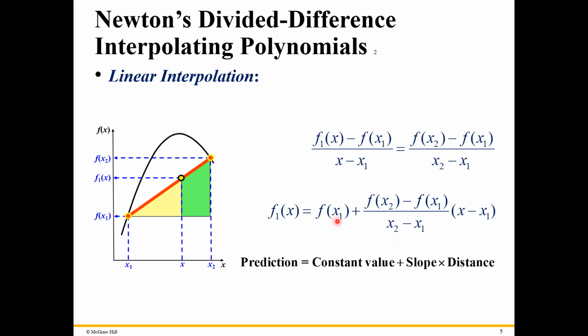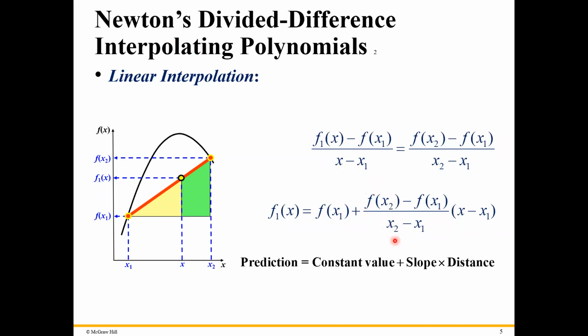If the given points are x1 and x2, then just do some cross multiplication, and with a little bit of algebra, we find that f1 of x is equal to f of x1 plus f of x2 minus f of x1 over x2 minus x1, times x minus x1. So this is the formula for interpolation in this case. That means we can interpolate the value between x1 and x2 at some value of x by using this formula.